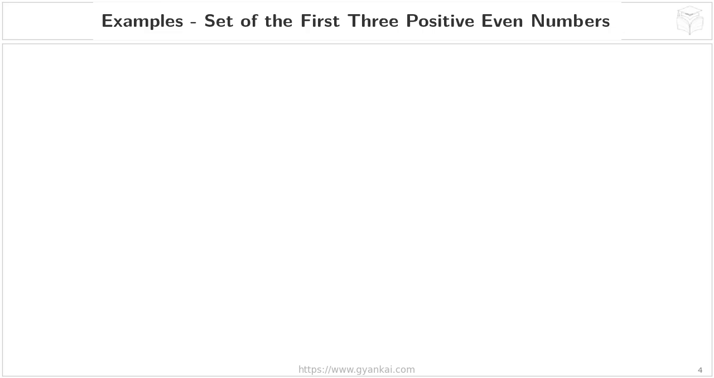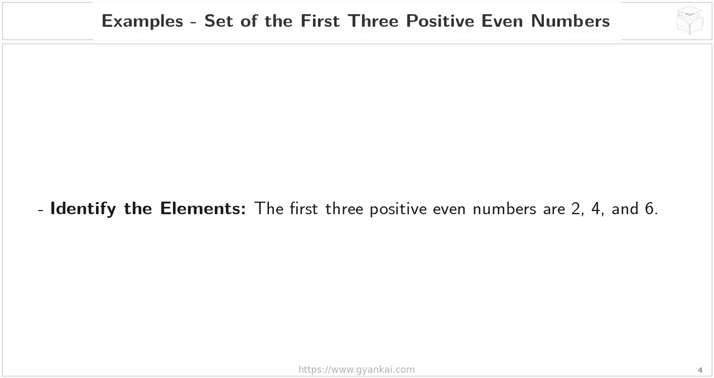Examples: set of the first three positive even numbers. First, let's identify the elements. What are the first three positive even numbers? Well, 2, 4, and 6, right? These are the numbers we need to include in our set.